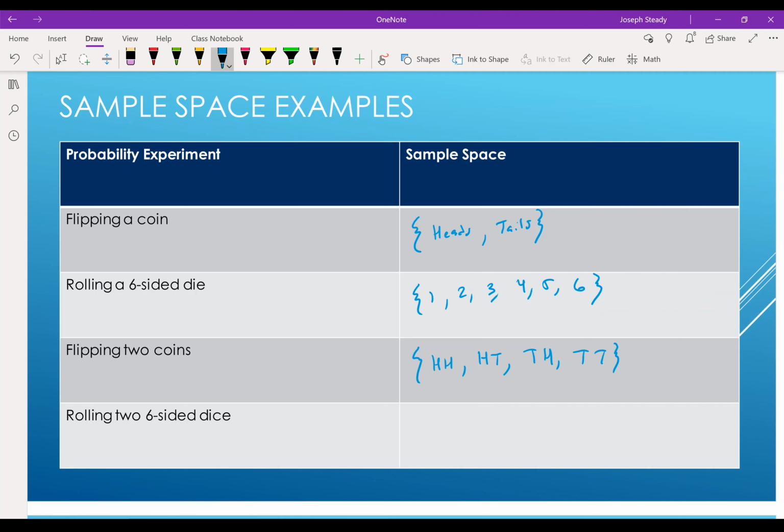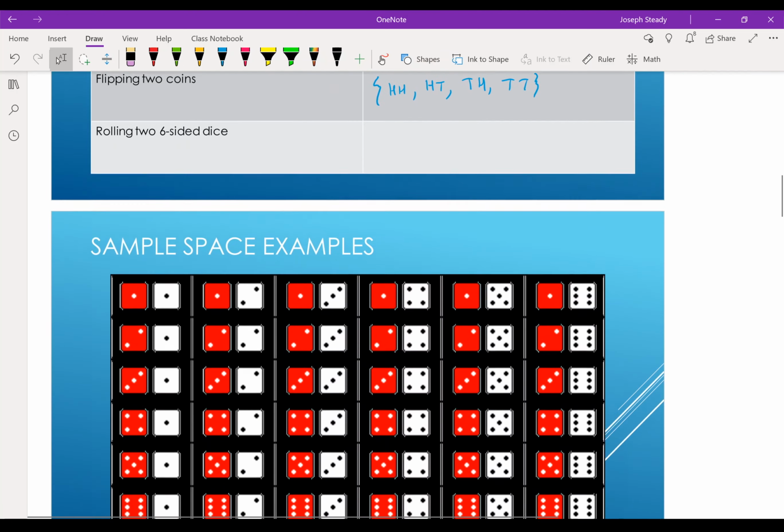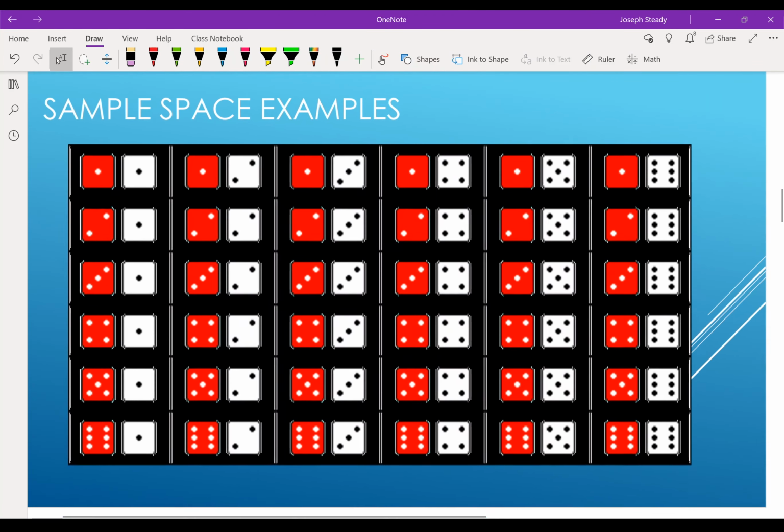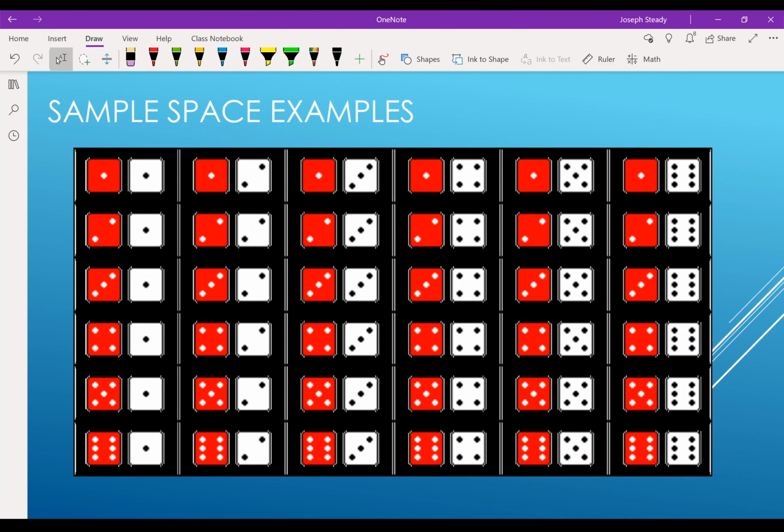Now, rolling two six-sided dice is going to have a lot of possibilities. We're not going to try to list them all out here, but it's pretty easy to visualize the sample space for rolling two six-sided dice. It looks like this. You're going to notice one thing when you look at this setup. When you roll two six-sided dice, it gives you this grid, which is 6 by 6. In other words, there are 36 total possibilities.